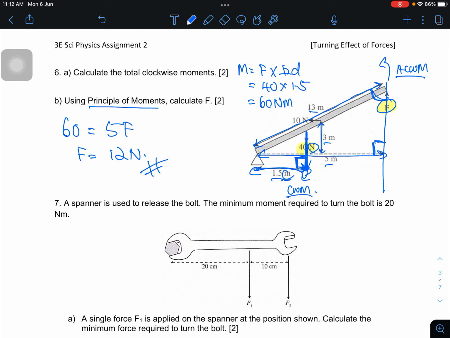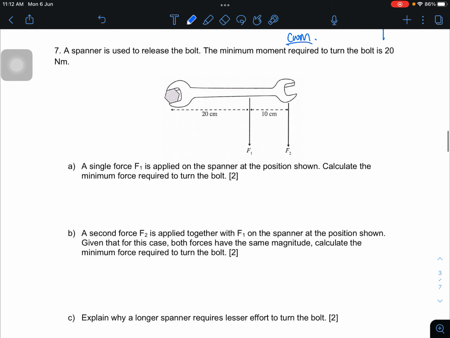Alright, question 7. A spanner is used to release the bolt. The minimum moment required to turn the bolt is 20 Newton meter. A single force F1 is applied to the spanner as shown. I'm going to ignore F2 first and just take a look at F1. In order to turn the bolt, what must my value of F1 be?